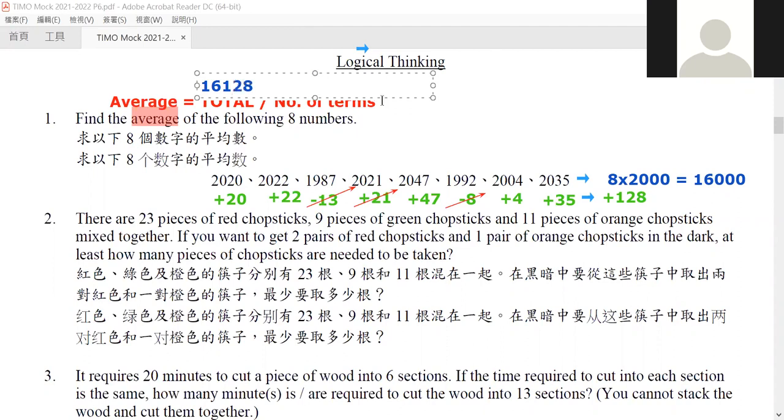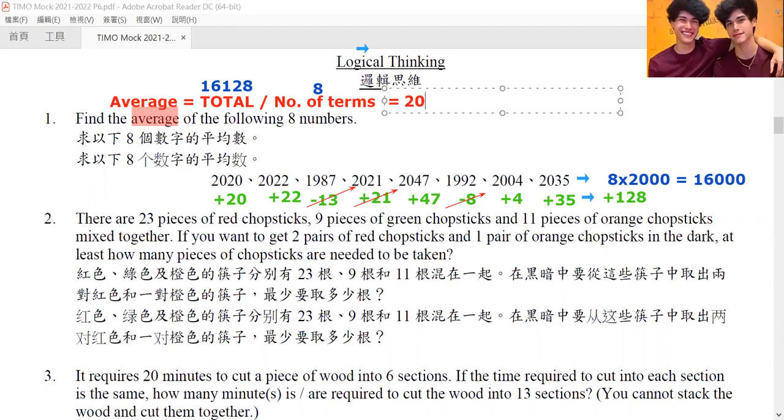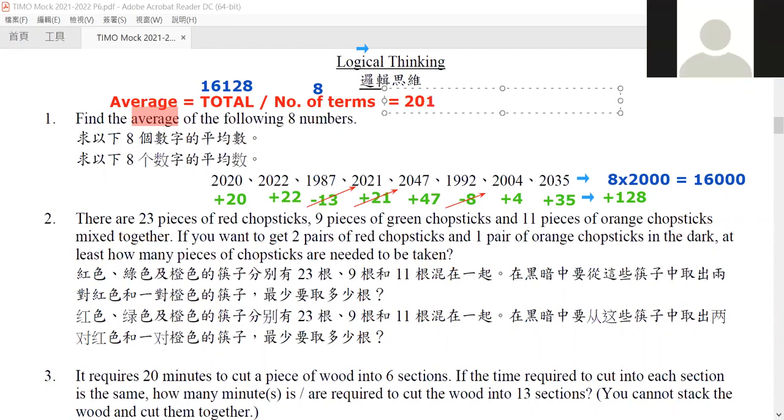So if we try to divide, our average now becomes 16128 divided by 8. So it will be equal to 2016. And 2016 is our answer.